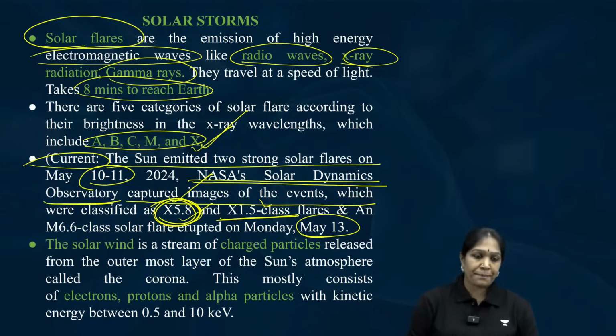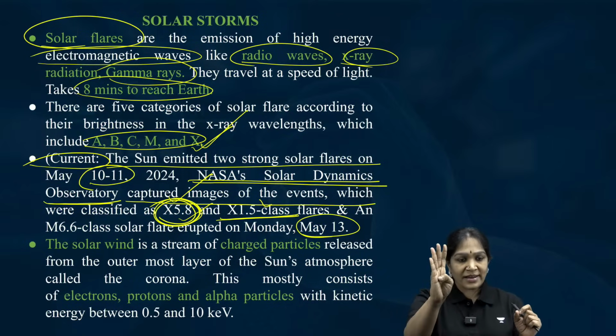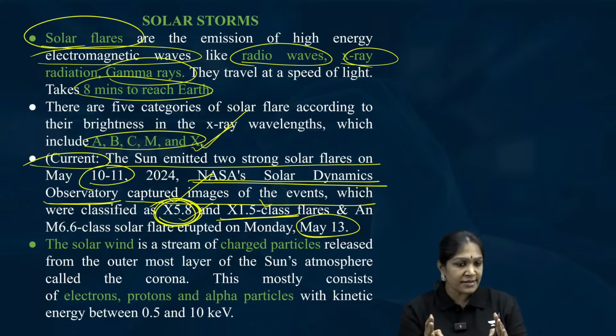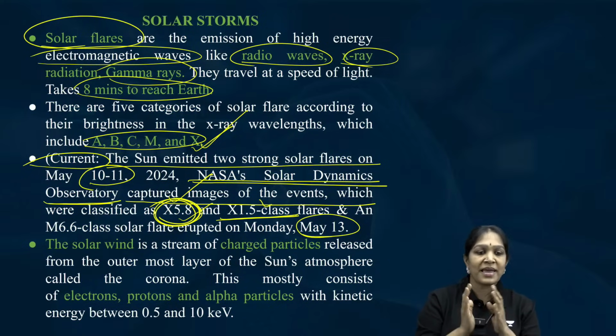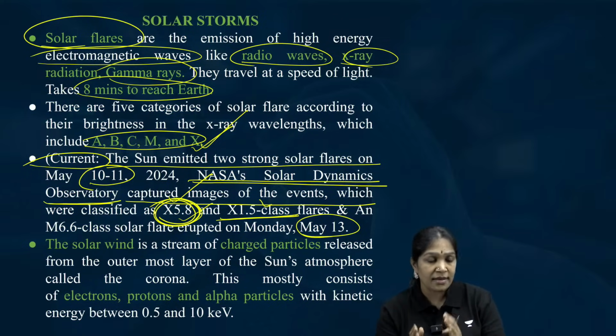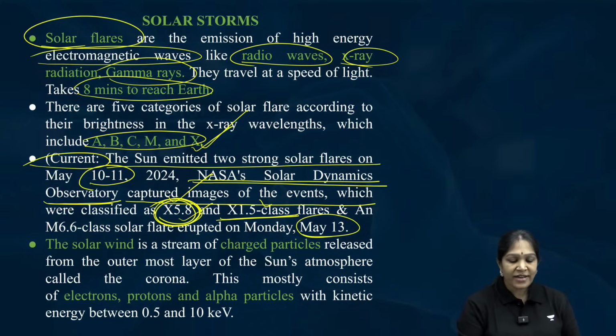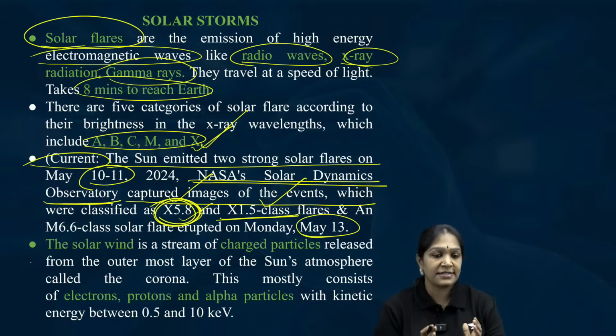So to sum up, solar flares are electromagnetic radiations: X-rays, gamma rays, radio waves, etc. They take 8 minutes to reach the Earth. We are studying about this because on May 11th and May 13th, we got very high intensity solar flares. The next concept we are trying to understand is solar winds.